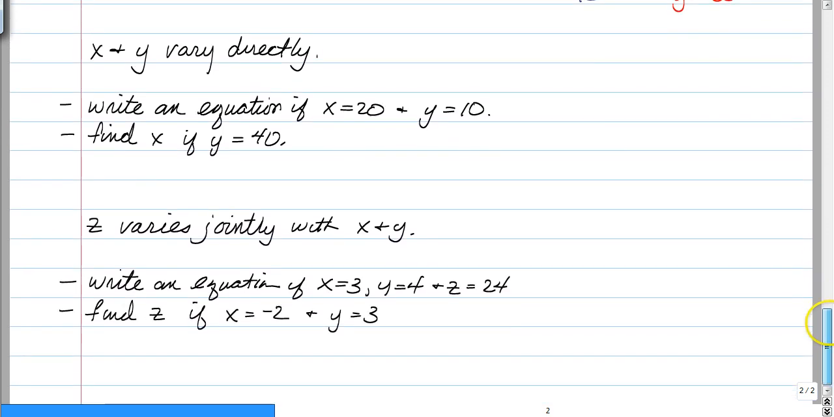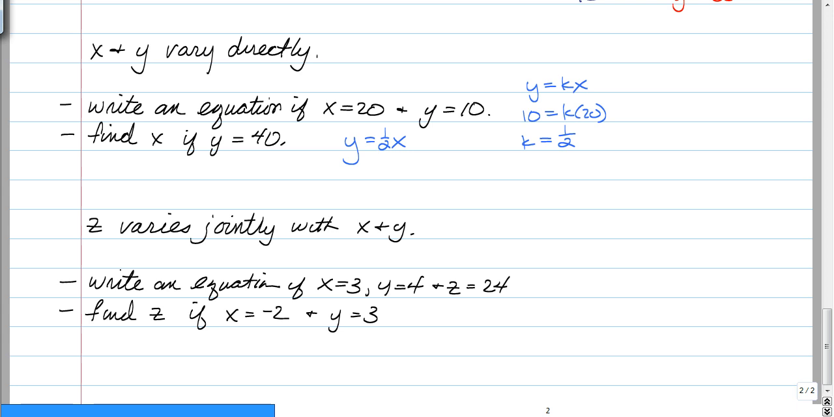So this next one, x and y vary directly. So you're going to start with your direct variation equation. y is equal to k times x. We know x is equal to 20 and y is equal to 10. So we have 10 is equal to k times 20. So divide both sides by 20 to get k by itself, and you get k is equal to 10 over 20, which is 1/2. So your equation is y is equal to 1/2 x.